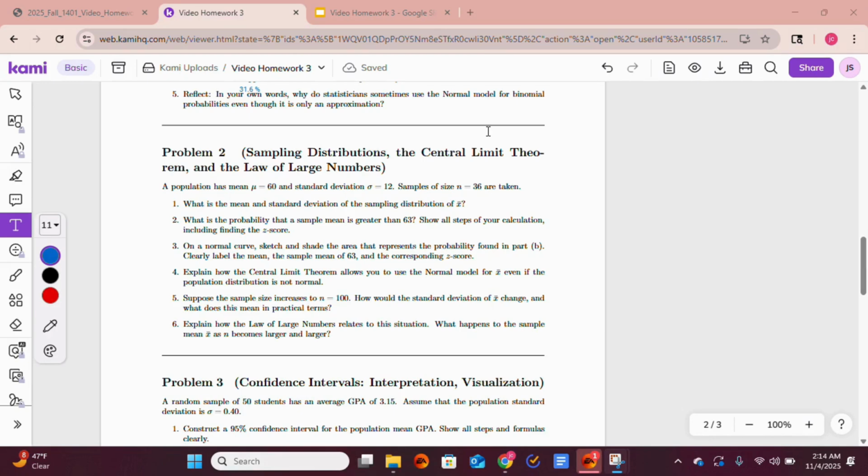Now that we've completed all the questions from problem 1, we can move on to problem 2. It tells us, a population has a mean of 60 and standard deviation of 12. Samples of size n equals 36 are taken. First question asks, what is the mean and standard deviation of the sampling distribution of the sample mean? So the mean of the sampling distribution is always the same as the population mean, so it would just be 60.